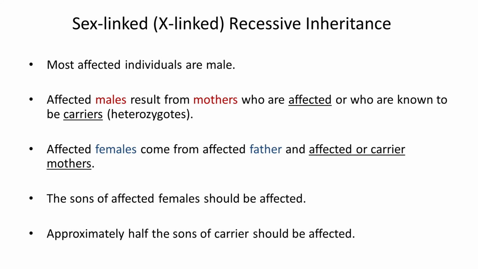Now we are talking about sex-linked or X-linked recessive inheritance. Here, most affected individuals are male. Affected males result from mothers who are affected or who are known to be carriers. Affected females come from affected father and affected or carrier mothers. The sons of affected females should be affected. Approximately half the sons of carriers should be affected here.